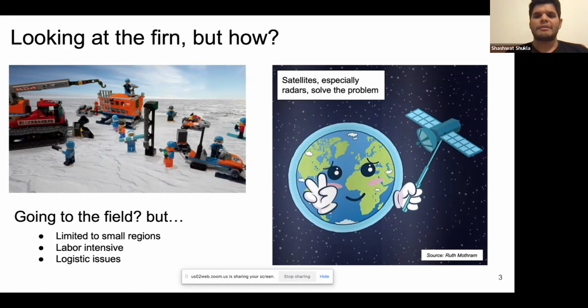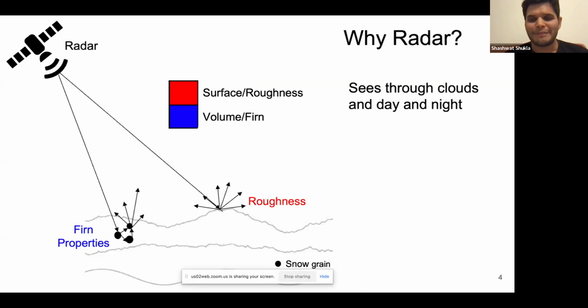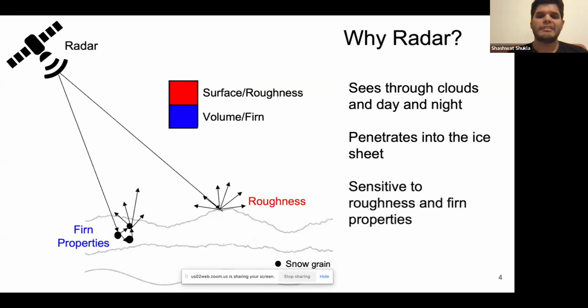To keep it uncomplicated, radars are like flying bats. Like bats, radar can also look through clouds and see in the dark. The only difference is that bats use ultrasound while radar uses microwaves. And these microwaves can penetrate into the ice sheet. More importantly, variation in the firn conditions, represented here as roughness and firn properties, can alter the signal and tell us the information we are looking for.